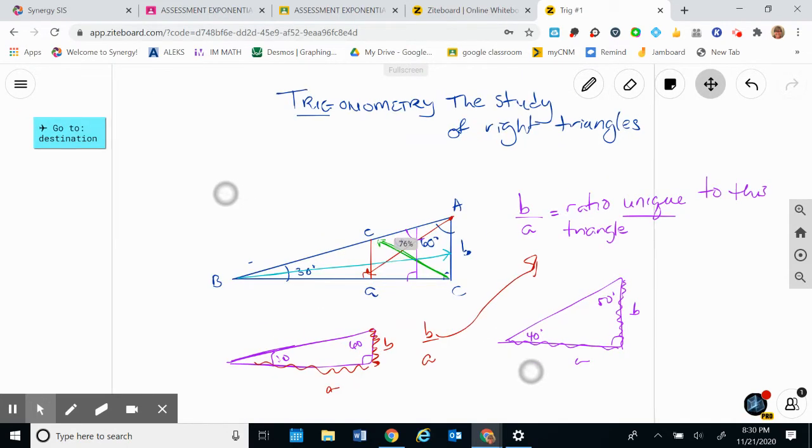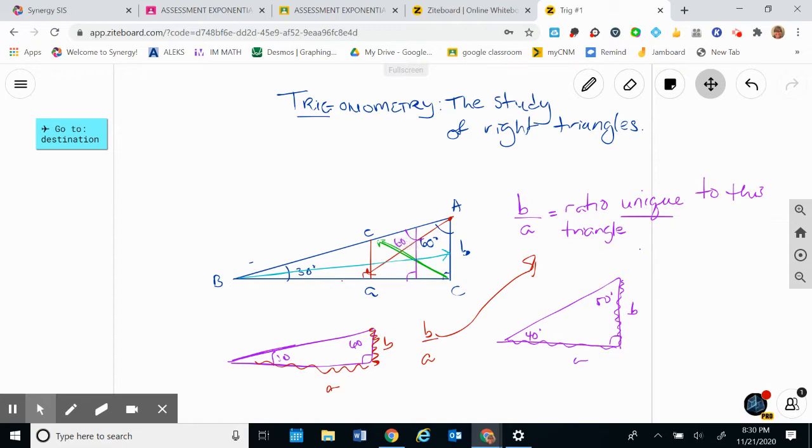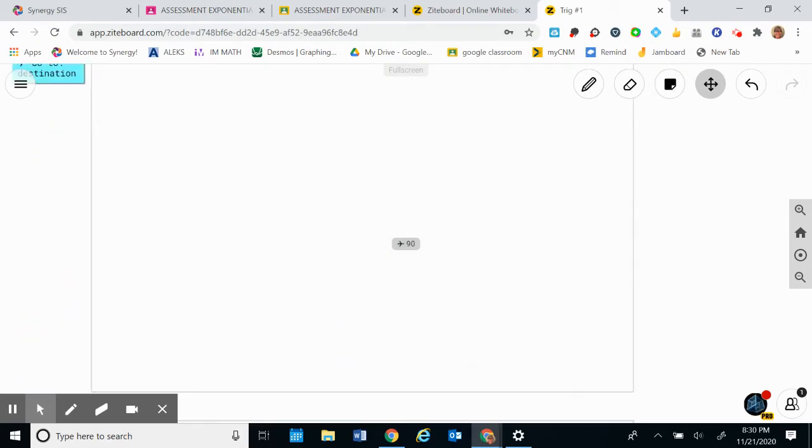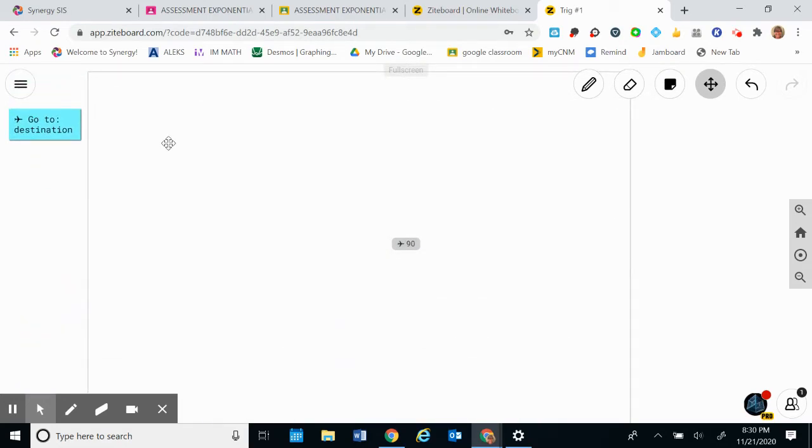Actually, you know what I'll do? I have the ability to go back one. I'll do it here. I have some space here. So here's what we do. I'm going to draw any right triangle. Actually, I don't like the way I drew that one.